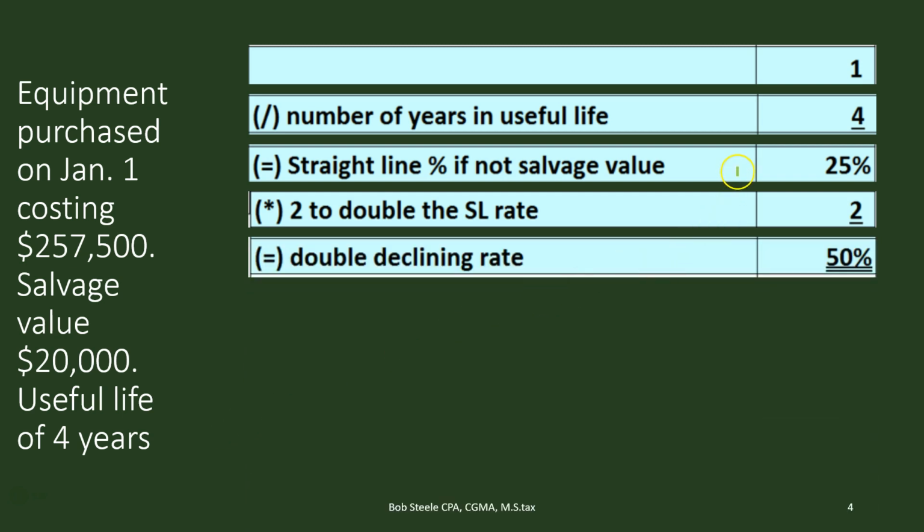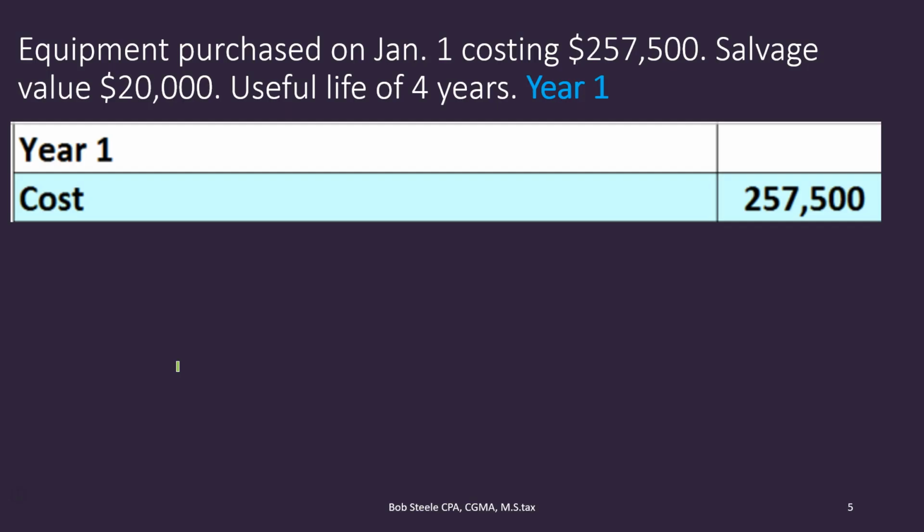Just remember, what does that 25% mean? It means that if we took the 257.5 times that rate, that would be the straight line depreciation that we would depreciate over the useful life each year in order to depreciate it down to 0, not down to 20,000. That would be the straight line rate if there was no salvage value. Then we're going to double it. Once we have that, then we can start calculating depreciation.